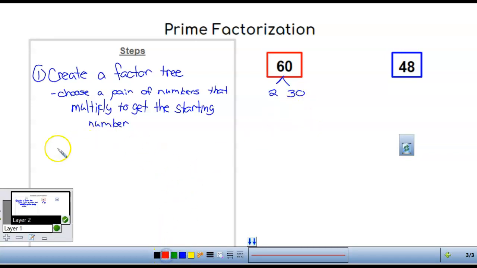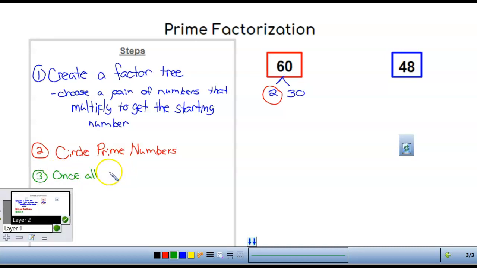Step 2 tells me that I'm going to circle prime numbers. Okay, so 2 is a prime number. I'm not going to circle 30 because it's not a prime number. Step 3, once all of the bottom numbers are prime, you are done with your tree.